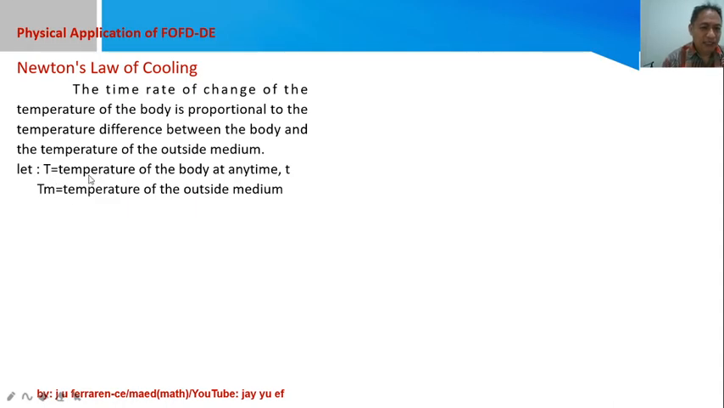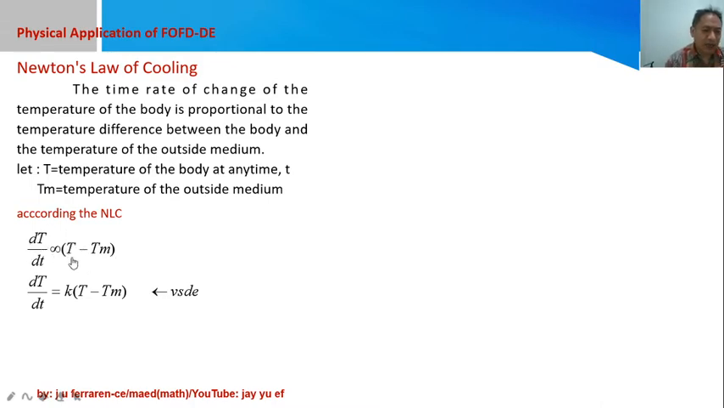Now, let T be the temperature of the body at any time t, so it is a function of time. T sub m represents the temperature of the outside medium, the temperature of the surrounding, so the air temperature. According to Newton's law of cooling, the time rate of change of the temperature of the body, denoted by T, is directly proportional to the difference between the temperature of the body and the surrounding temperature, or the temperature of the outside medium.